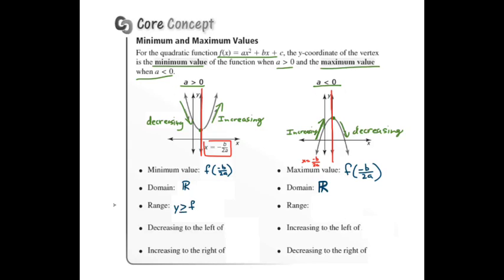The range, so if it opens upwards, y is greater than or equal to, I'm sorry, f of negative b over 2a. That's your minimum. It's greater than or equal to your minimum. Now, if you've already figured it out, you don't have to recalculate it. Just throw the minimum right there. Your range is just the same idea, but it's less than or equal to, because it's opening downwards: f of negative b over 2a, that is your maximum.